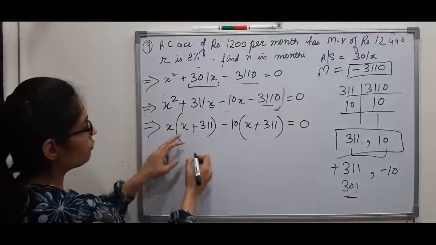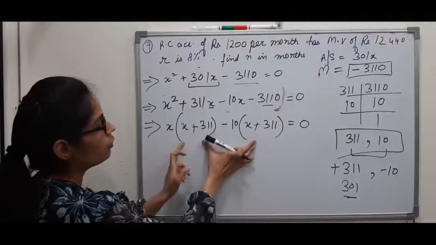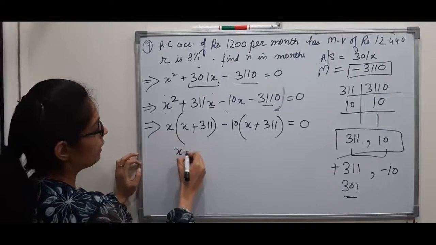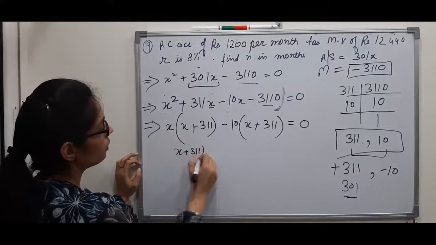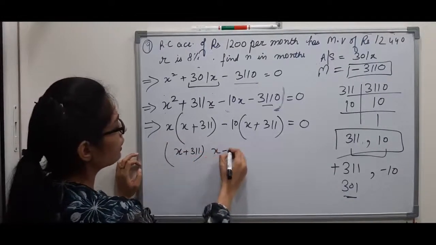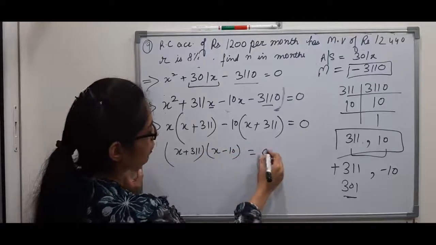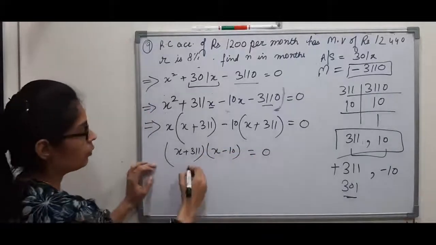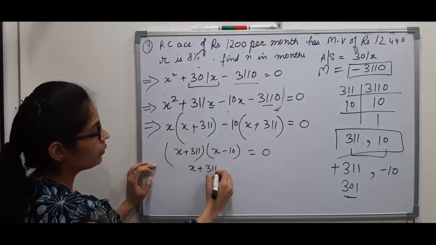Now first see, these two factors are the same. I will write these two, and then I will write the remaining numbers. So I got two factors. Now both of these factors are equal to 0.